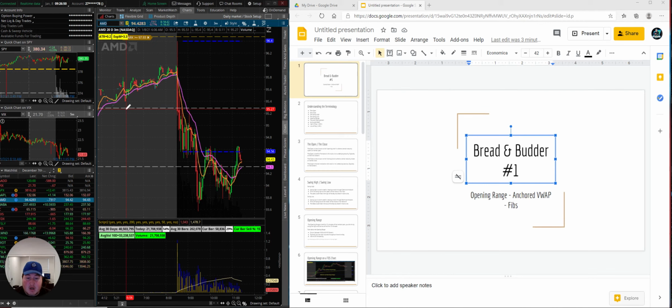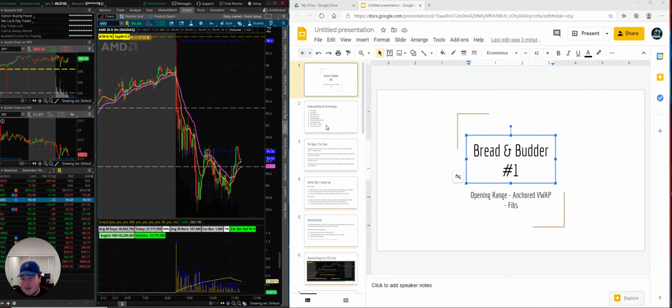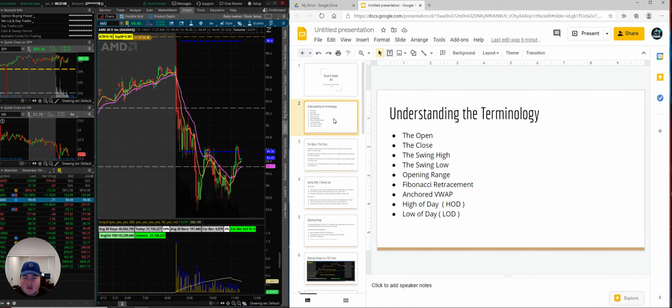So this is the bread and butter. The things that I use are the opening range and the fibs. That's the two most important. And then for opening drive plays, we use the anchored VWAP. The anchored VWAP part is a little complex, so we might not go over that today, but I will show you guys one example. So let's get into it.